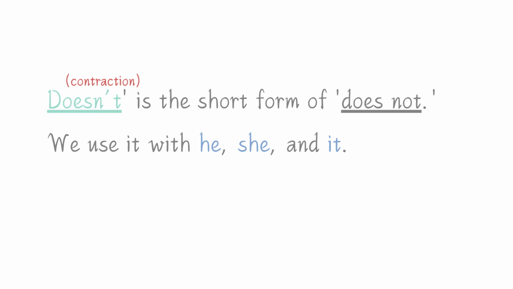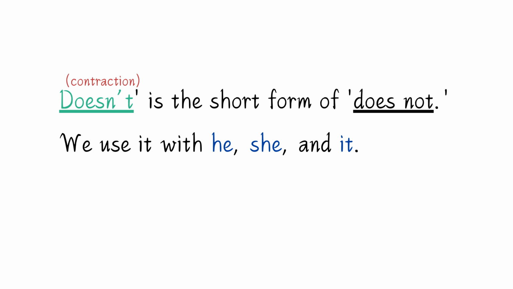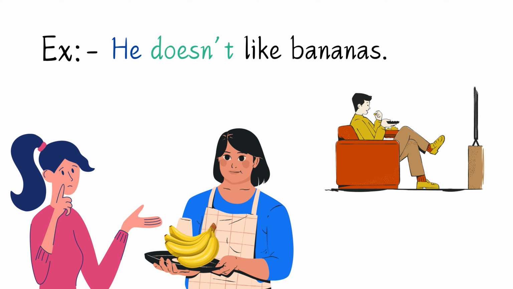Another, doesn't is the short form of does not. We use it with he, she, and it. Example, he doesn't like bananas. So, don't for I, you, we, they, doesn't for he, she, it.